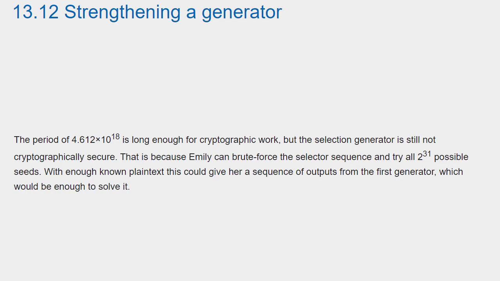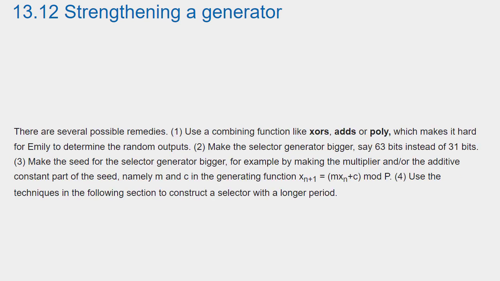The period of 4.612 times 10 to the power 18 is long enough for cryptographic work, but the selection generator is still not cryptographically secure. This is because Emily can brute force the selector sequence and try all 2^31 possible seeds. With enough known plaintext, this could give her a sequence of outputs from the first generator, which would be enough to solve it. There are several possible remedies.